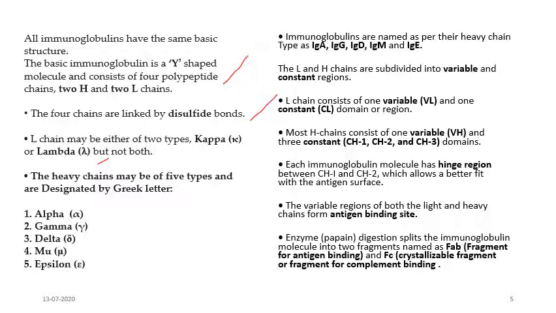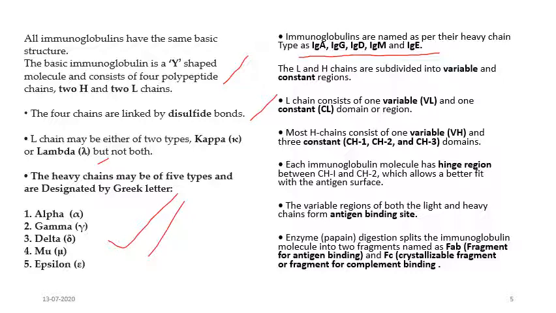And the heavy chains are of 5 types, usually designated by the Greek letters alpha, gamma, delta, mu and epsilon. Based on these heavy chains, immunoglobulins are classified into mainly 5 types: IgA, IgG, IgD, IgM and IgE. In the theory class, we have given a short form for this classification, GAMED, representing all these 5 classes. The light chains and heavy chains are subdivided into variable and constant regions.